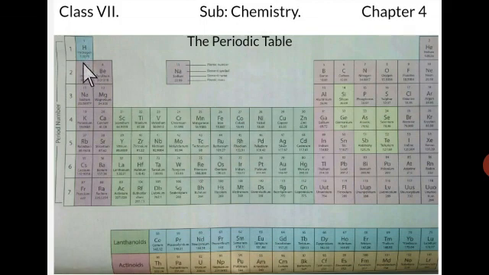Let us see how many elements are there in the first group. 1 hydrogen, 2 lithium, 3 sodium, 4 potassium, 5 rubidium, 6 cesium and 7 francium. So 7 elements in the first group. Second group, how many are there? You can easily see there are 6 elements. Similarly, you can count the other elements in the other groups.